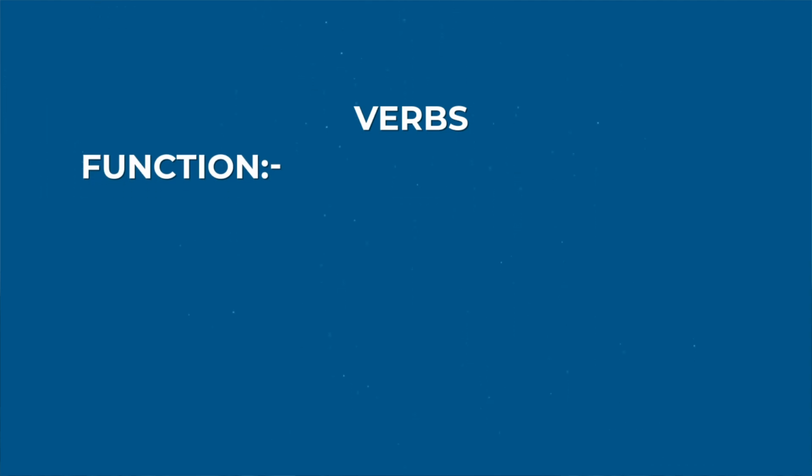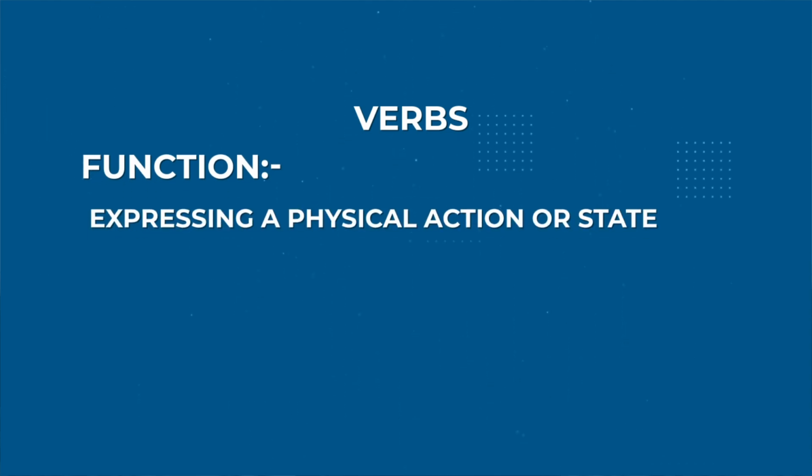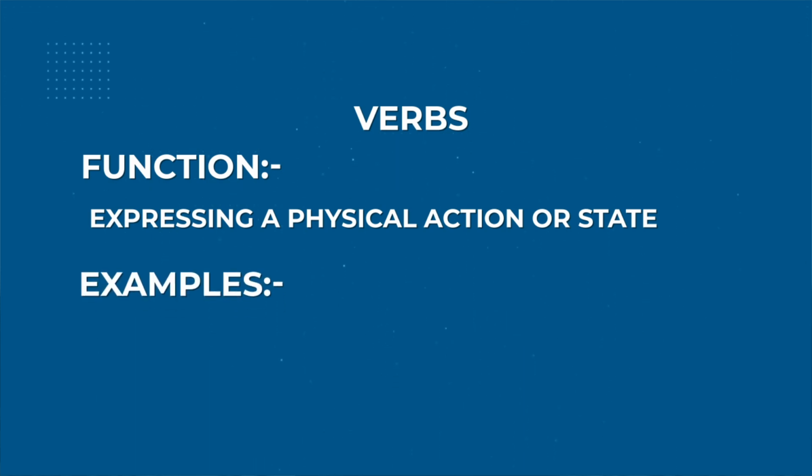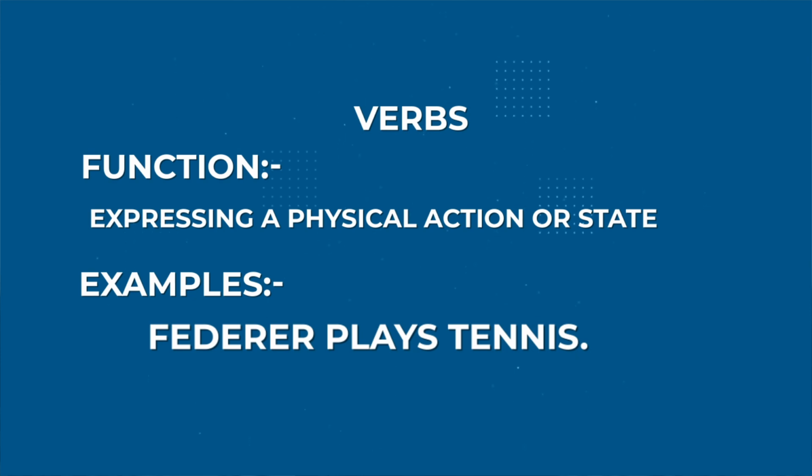Coming to the third part of speech, which is verbs. What are they? Verbs are generally considered as action words, or even they explain you the state of mind. They express a physical action or state. For example, Federer plays tennis. So here the sentence shows you what action is going on, and that is plays.